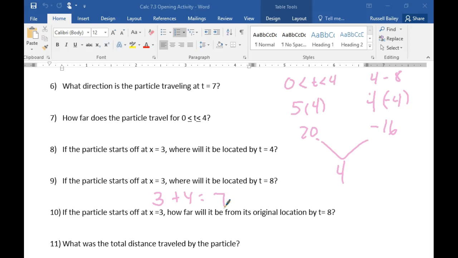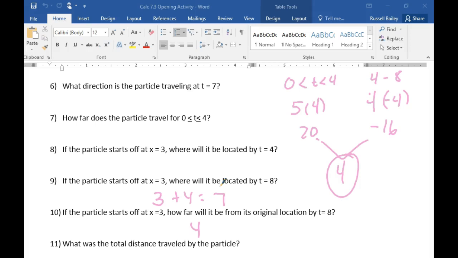Okay. So if the particle starts off at x equals 3, how far will it be from its original location by t equals 8? And so what's the answer? 4. Now, that's important. If you take the result and add it to the starting point, that gives you where it's at. But if you take away the original from that, that just tells you ultimately what was its net change. It moved 4 feet to the right.